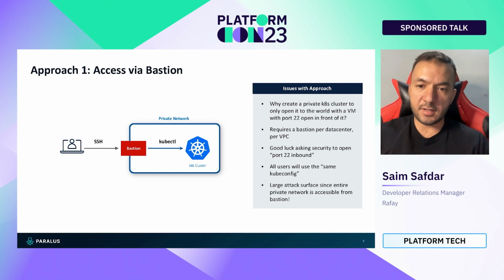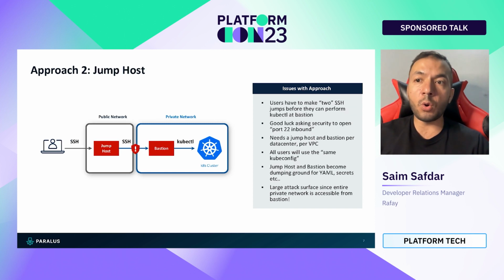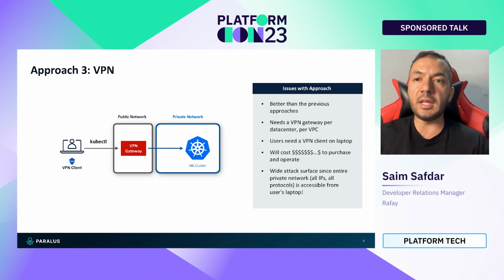So without Paralus, companies must manually manage access to each cluster using a jump host, which has its own disadvantages or cons listed here, or via VPN. All these have their pros and cons, and companies also need to build custom tooling to audit and map all the actions performed to a user identity, all of which is error prone and increases the risk of breaches as the number of clusters grows.